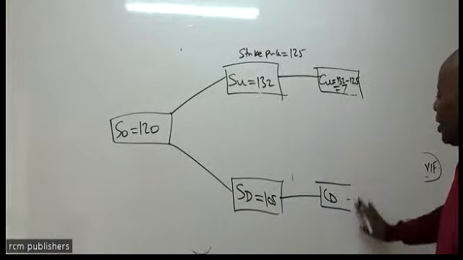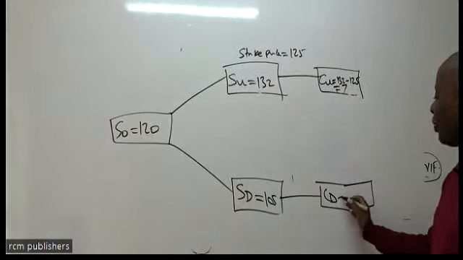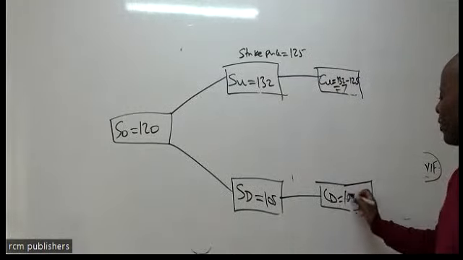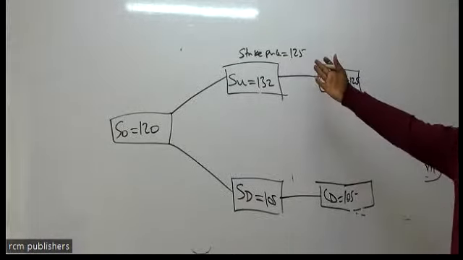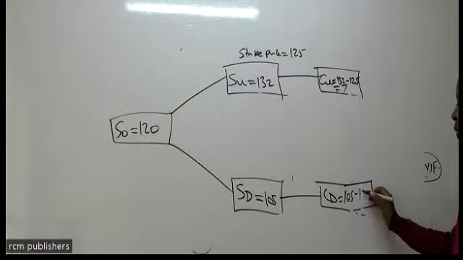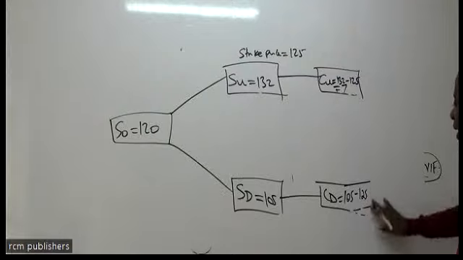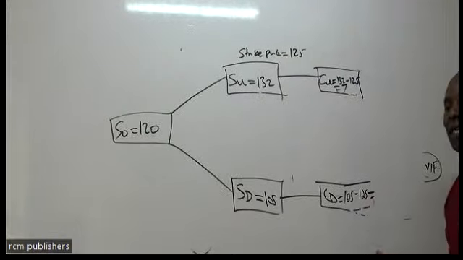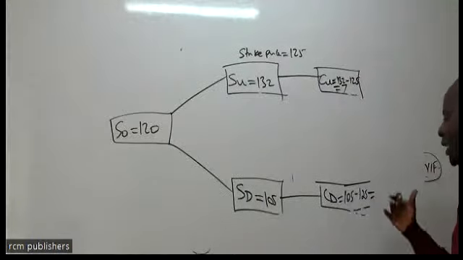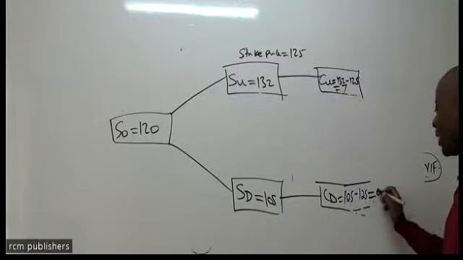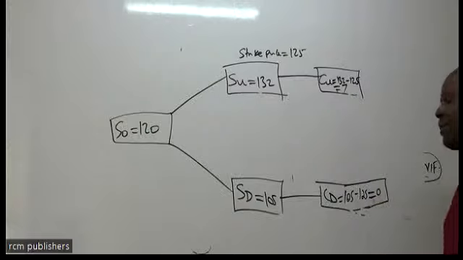And then we have the CD. The CD will be 105 minus the strike price, 125. But now the question is really, can we have a negative call value? If we realize we're getting a loss, we say no, and then we get a 0. So the 0 becomes the call value like that.